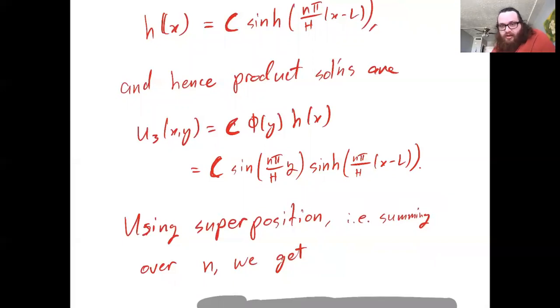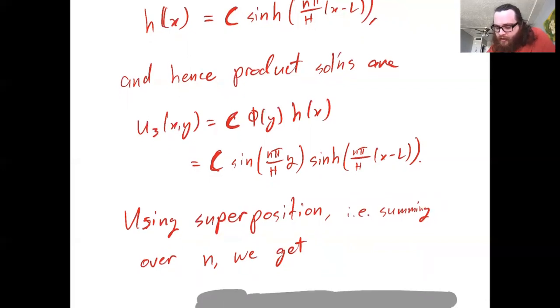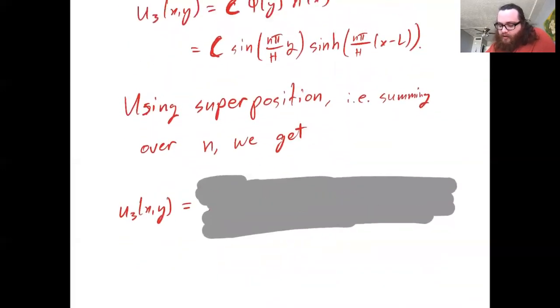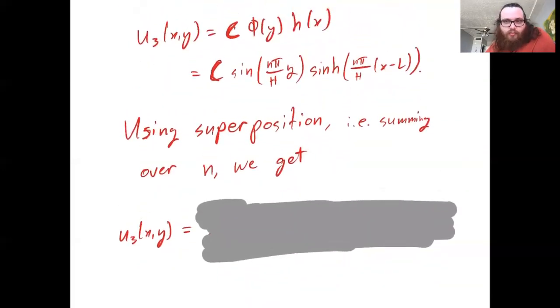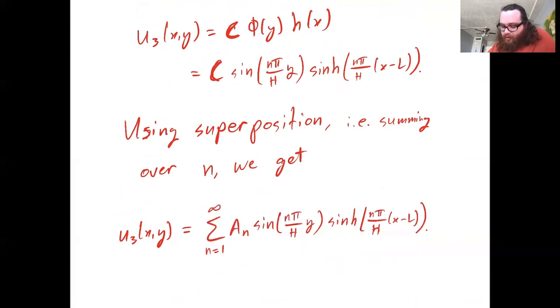So this is just one of the pieces, and it depends on n. So why choose one n? Let's incorporate all of them. If we sum over all possible n, we're going to get an expression of this form.